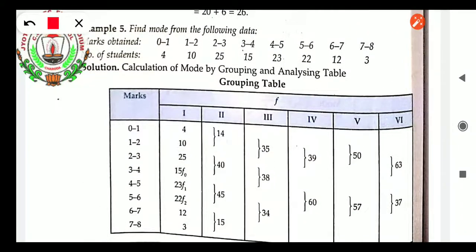4 to 5, 23 is F1, 15 is F0, 22 is F2. As I said, the model class was 4 to 5. So there the frequency is 23 and the preceding is F0, that is 15, and 5 to 6, 22 is the F2. So let us see the calculation now.